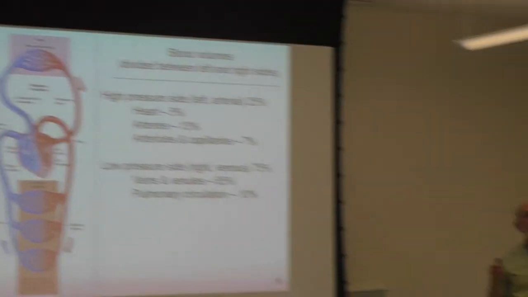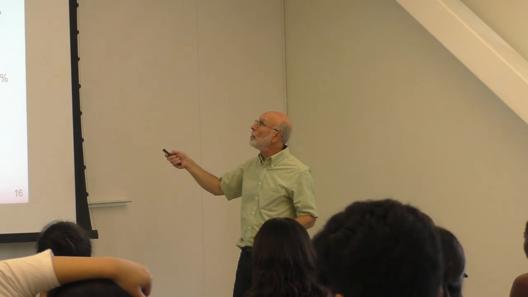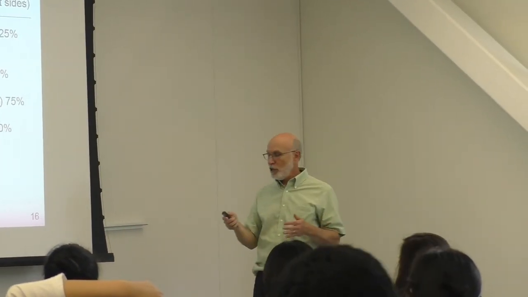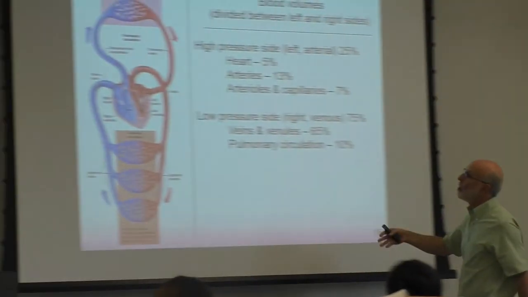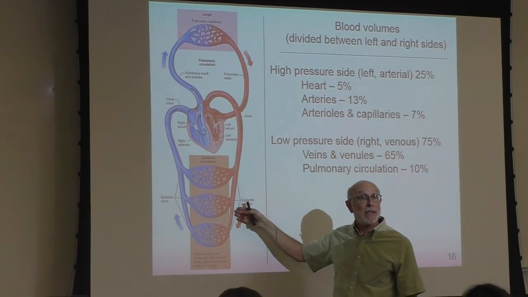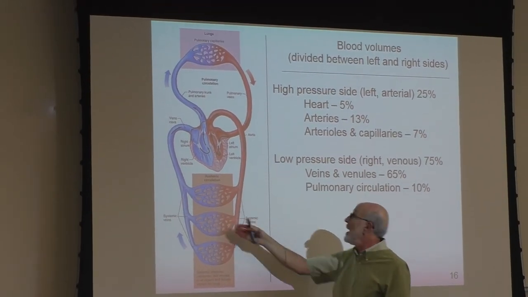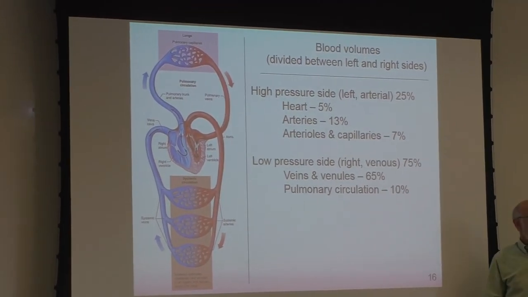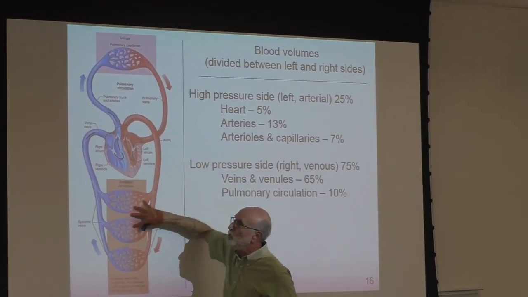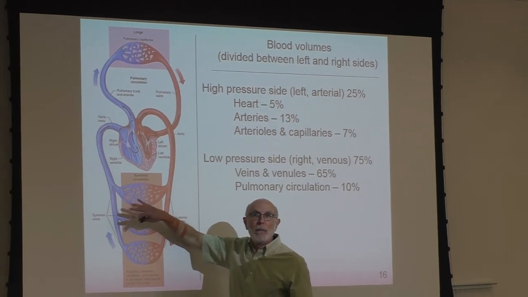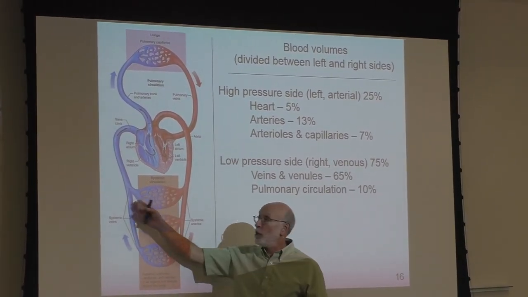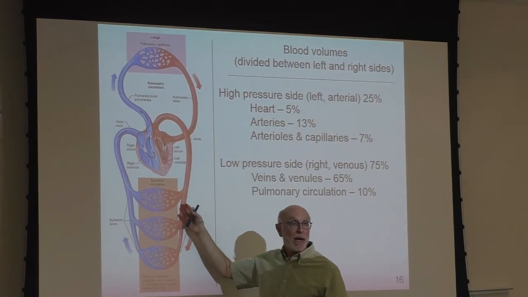At any given time, about a quarter of the blood is in the high pressure side. The cartoon makes it look like it's half and half, and that's not right. 25% is in the high pressure side, and 75% is on the low pressure side. If the left ventricle generates the pressure which causes blood to flow, remember, blood is flowing down its pressure gradient. So there's low pressure on this side and high pressure on this side.